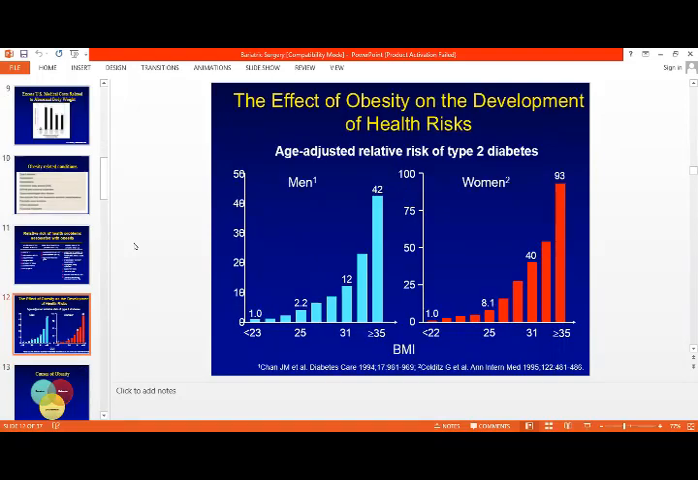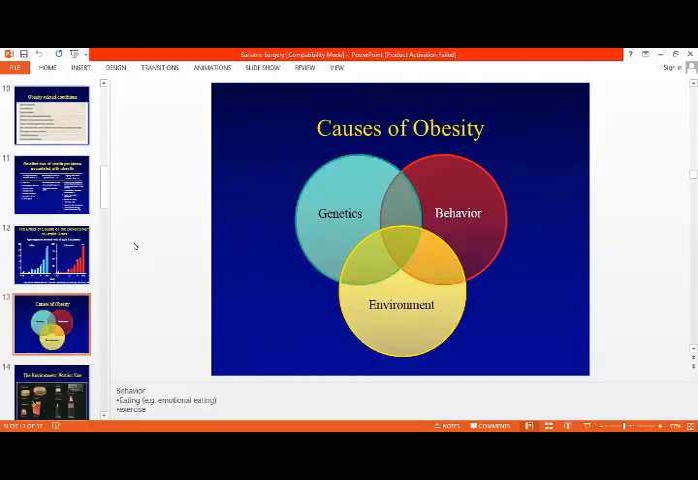If we move forward, what are the causes of obesity? There are many causes, but if we broadly divide the causes of obesity, we can say it can be in the genetics of a person, or it can be the behavior of that person, and also some environmental factors. So you cannot change the genetics, but the other two things can be changed. Behavior of somebody and the environmental factors are modifiable.